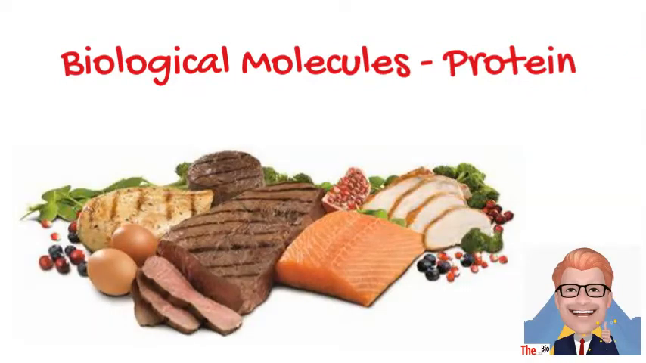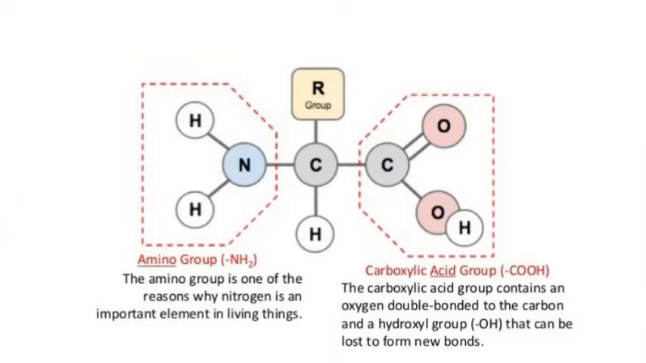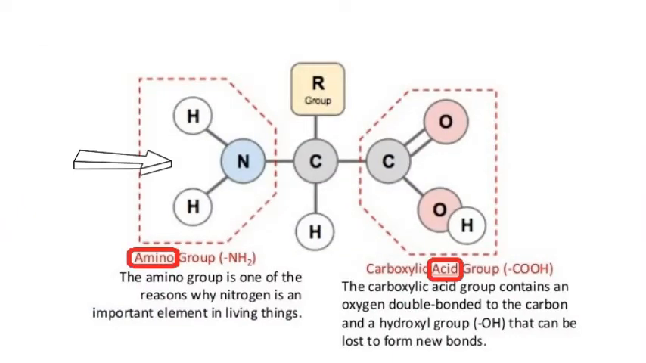Today we are looking at biological molecules: protein. Just like carbohydrates, there is a repeating monomer unit. This is called an amino acid. Note here the amino group on the left and the carboxylic acid group on the right.